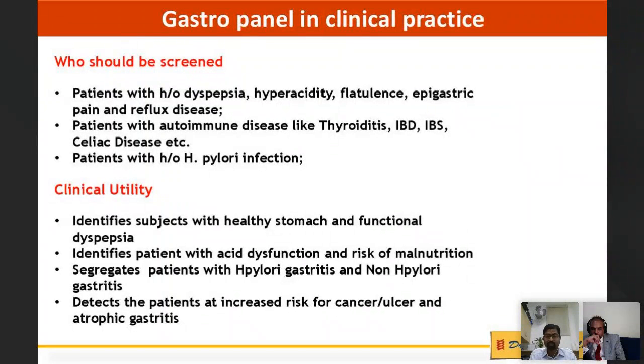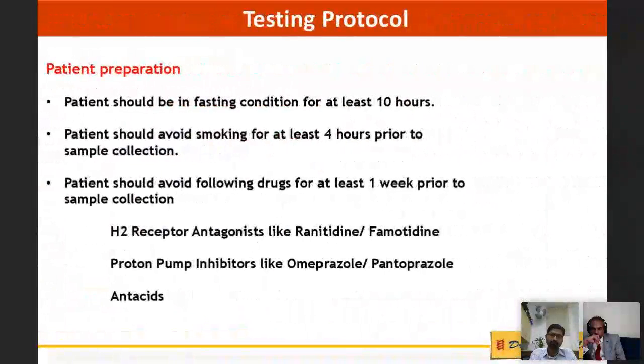It's a precancerous condition. So this particular panel, this particular test, can distinguish between a healthy and a non-healthy stomach. It identifies the patients who are at risk with acid dysfunction and risk of malnutrition. It also identifies the patient with H. pylori gastritis and non-H. pylori gastritis. It can differentiate based on the H. pylori IgG value and detects the patients who are at risk for development of gastric carcinoma.